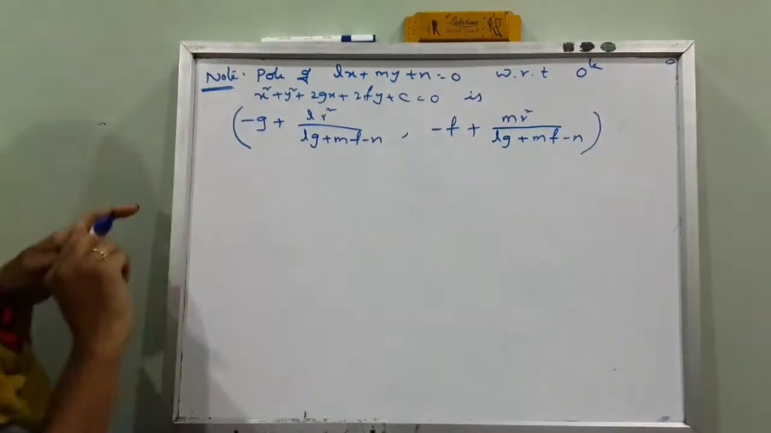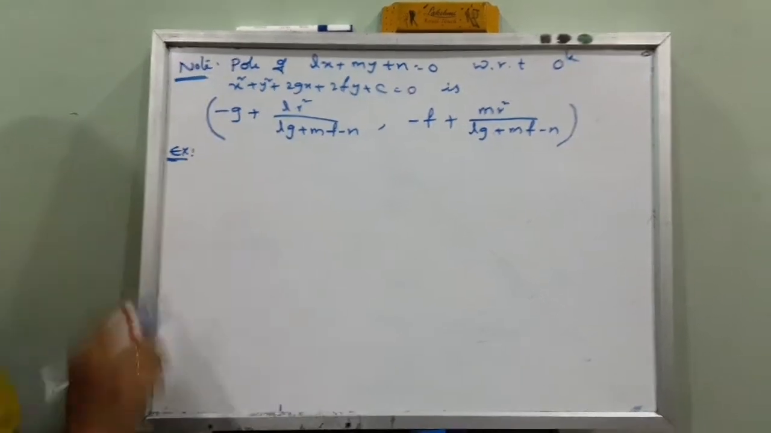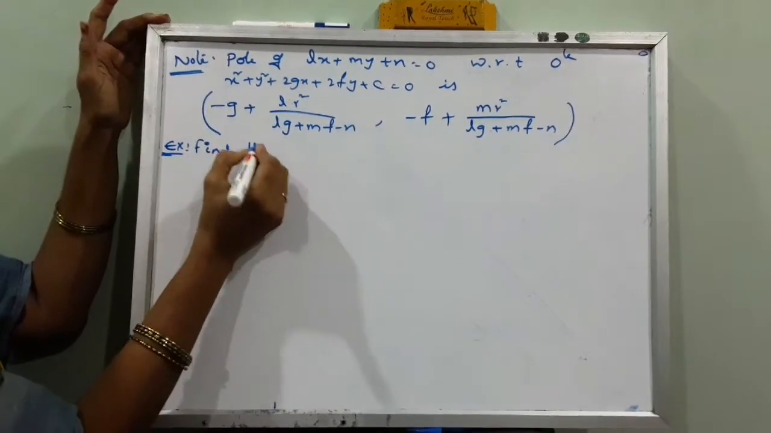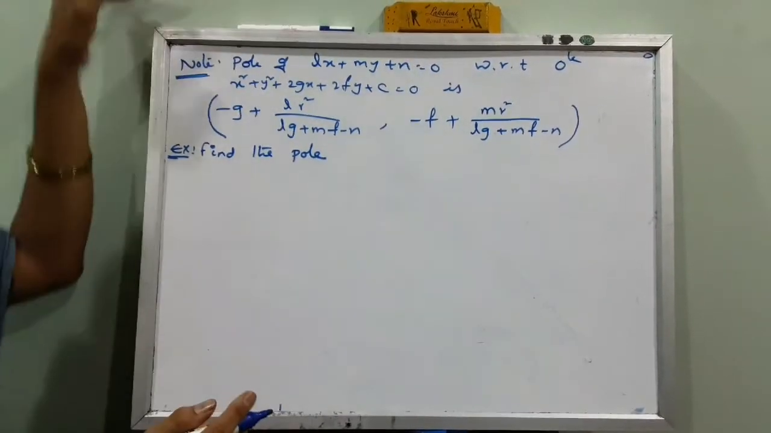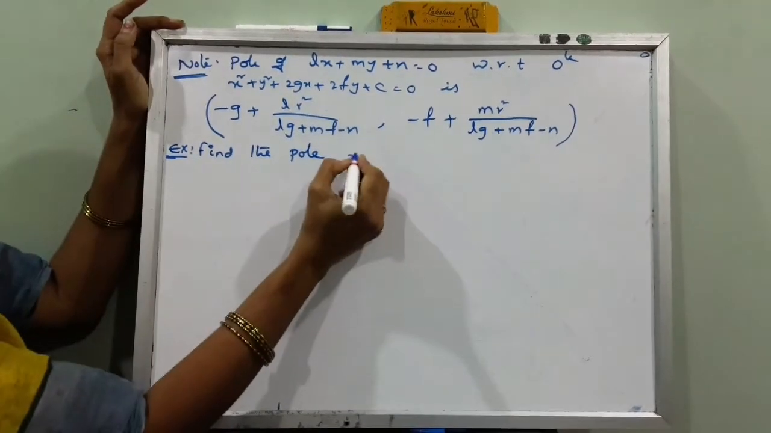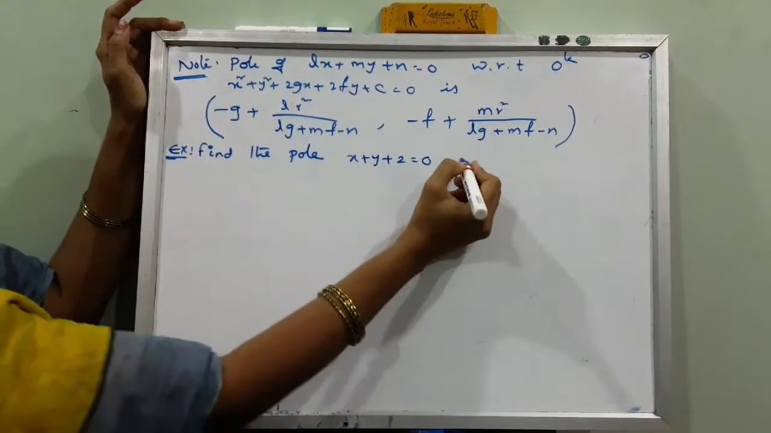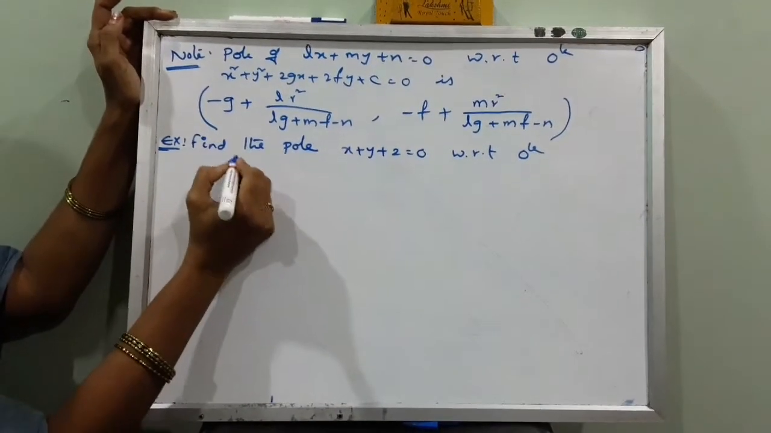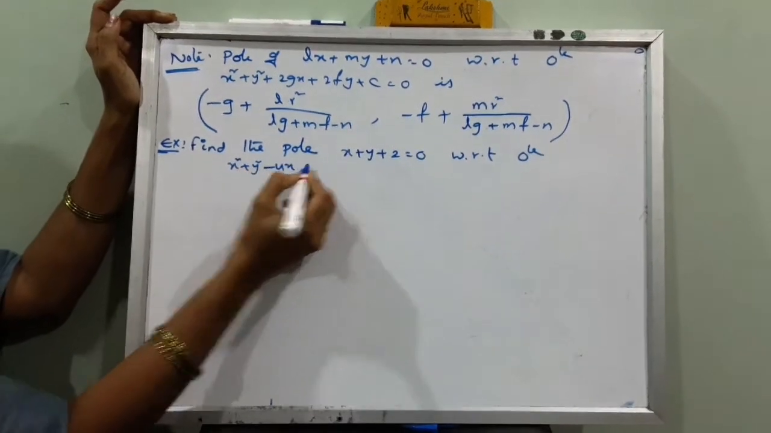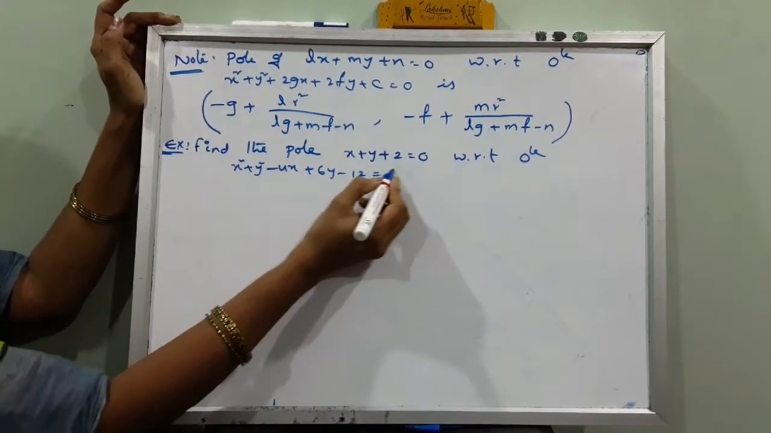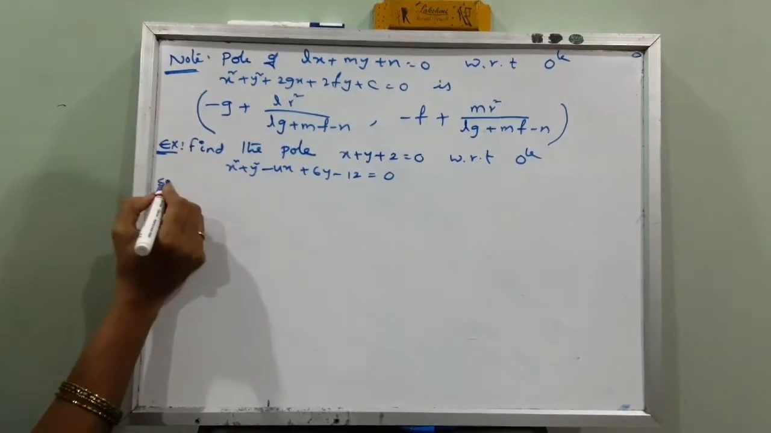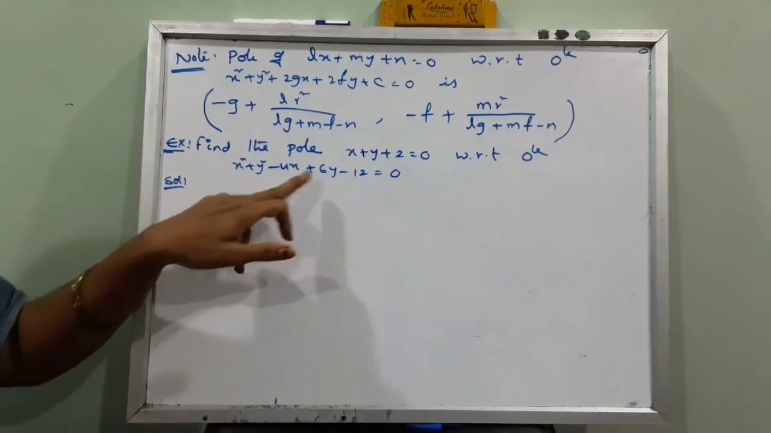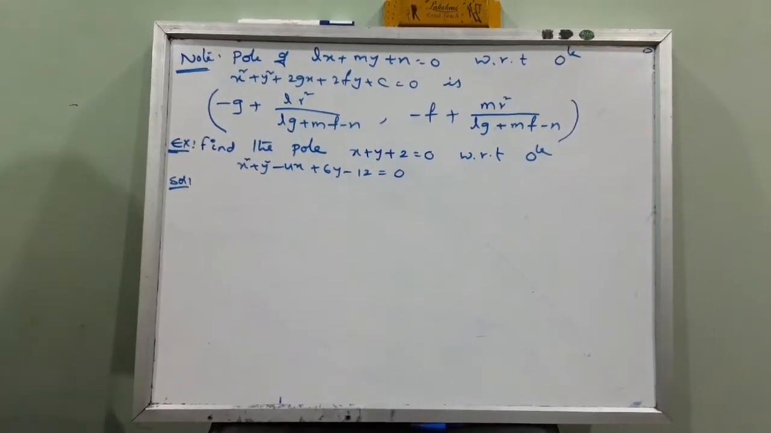For example, find the pole of x plus y plus 2 is equal to 0 with respect to the circle x square plus y square minus 4x plus 6y minus 12 is equal to 0, which is the general equation of a circle.